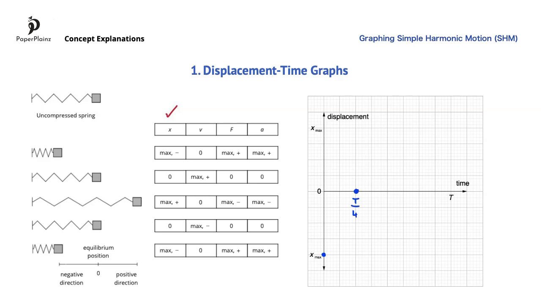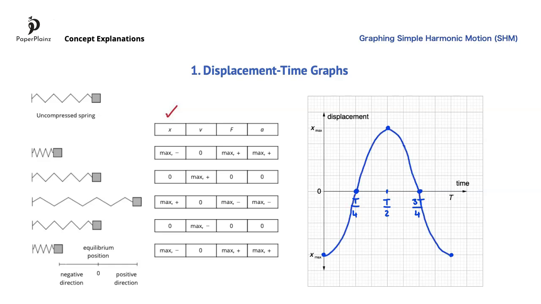Displacement here is 0. After another quarter of a full oscillation, so at T over 2, the spring is fully stretched and the object is at its maximum displacement position, but this time in the positive direction. At 3/4 T, or 3T over 4, the object is again passing through the equilibrium position, so its displacement is 0. Finally, after one full oscillation, at time T, the object is back to its starting position when the spring is fully compressed, and displacement is at its negative maximum. Let's connect these dots to complete the displacement time graph.